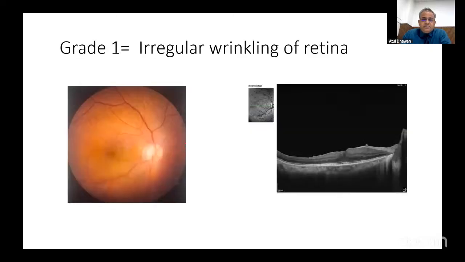Now, in grade 1, irregular wrinkling of the retina is present, and not more than that. You can see the blood vessels behind the membrane; a very thin membrane is there. On OCT, blunting of the foveal contour is there, with a very thin membrane over the inner surface, and this is called grade 1. Usually the vision is very good, so no need to touch this type of case.